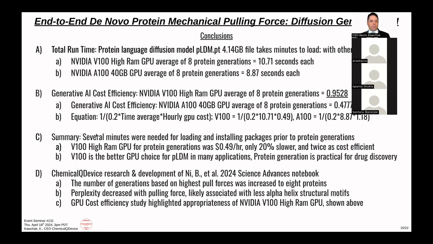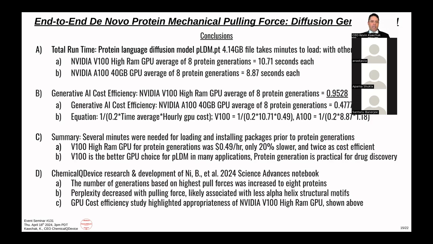So the summary with this is basically use the V100 high RAM. The trend is most of these notebooks are either set to run best without GPUs or with GPUs. Now, this one was actually set to run best with a GPU. And I didn't try the T4 because I knew it'd be slower.